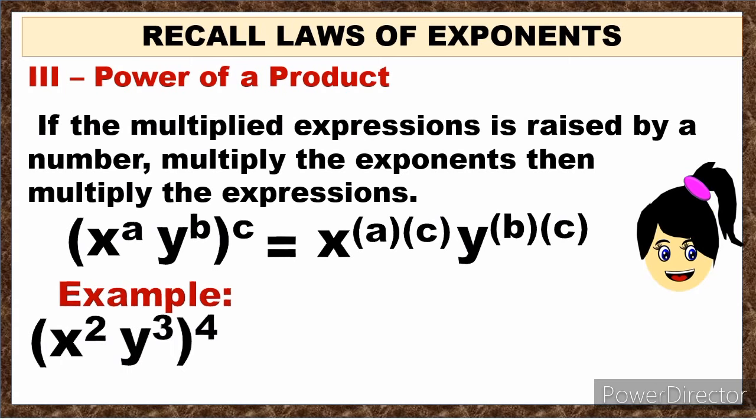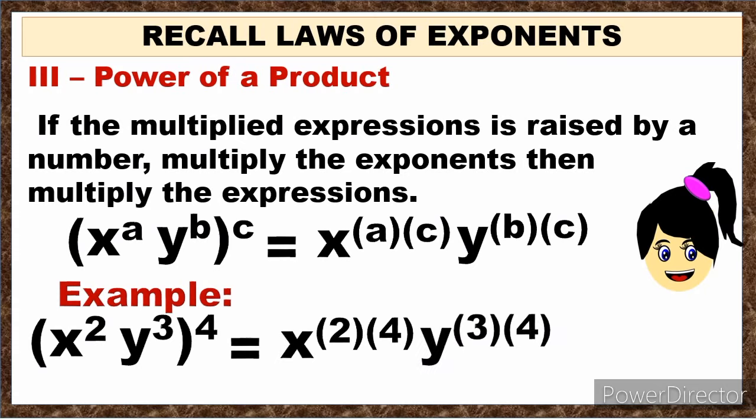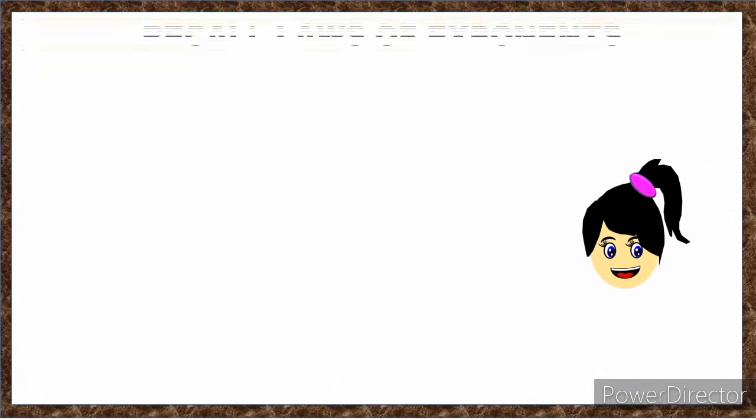Okay, example, we have x squared, y cubed, to the 4th power. Okay, in this expression, we're going to distribute the exponent. Okay, we have x squared times the power 4. Then y, we have y cubed times 4. Then it is equal to x raised to 2 times 4 is 8. Then y raised to 3 times 4 is 12.